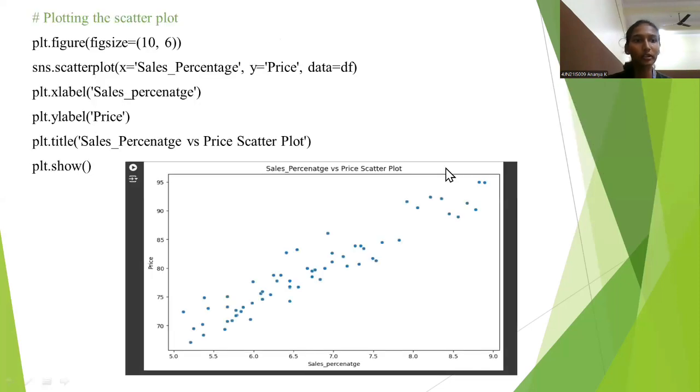Plotting the scatter plot: plt.figure with size 10 by 6. For the scatter plot, X is labeled as sales percentage, Y is labeled as price, and the data is extracted from the data frame. The title of the plot is sales percentage versus price scatter plot. plt.show is used to show the scatter plot.